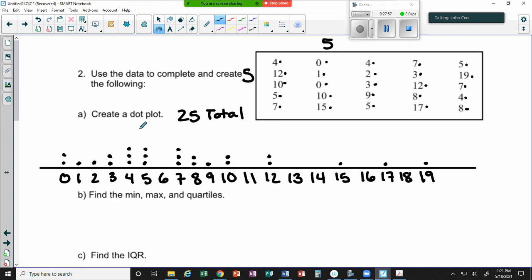Okay, so your dot plot should look something like this. There's 25 total, right? The easiest way to do that is look at this table. It's a 5 by 5, so it means 25 total pieces of data. So now it says find the min, max, and quartiles. So see if you can find the min, max, and quartiles of this.